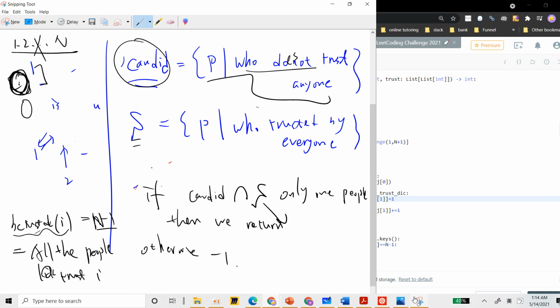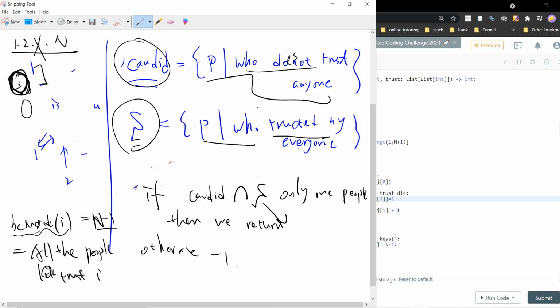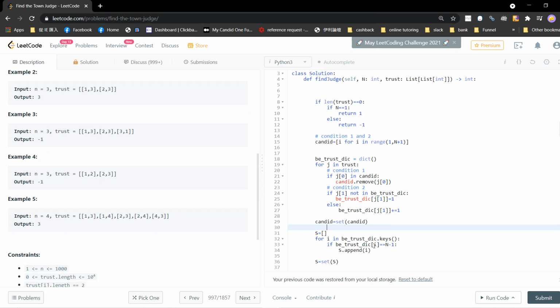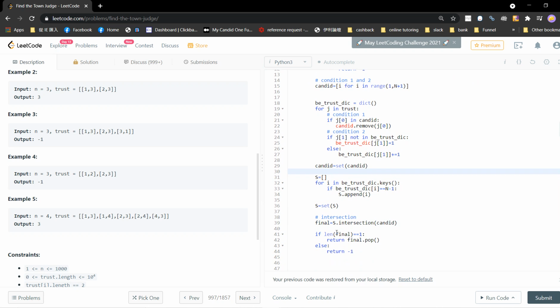Finally, I need to find S. As I said, S is basically those who are trusted by everyone. So it is the I such that betrust of I is N-1. I should say capital N. So for I in betrust keys, if betrust of I is N-1, I just append I. So we have 2 sets. Finally, I do the intersection. Final is S intersection candy. If there's only 1 person here, then we have a judge, and we just pop it. Otherwise, we return -1.